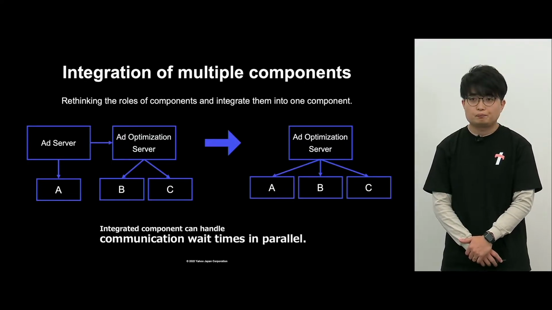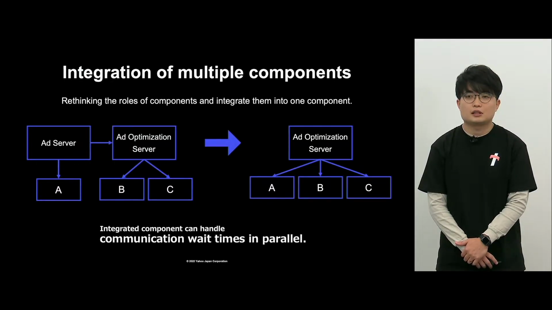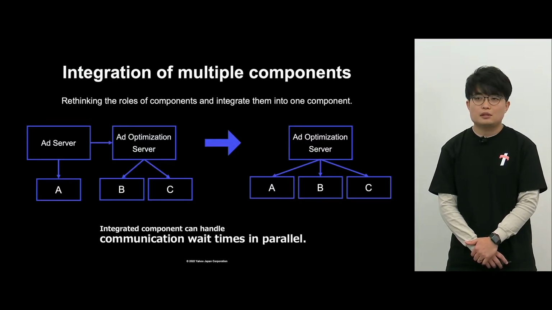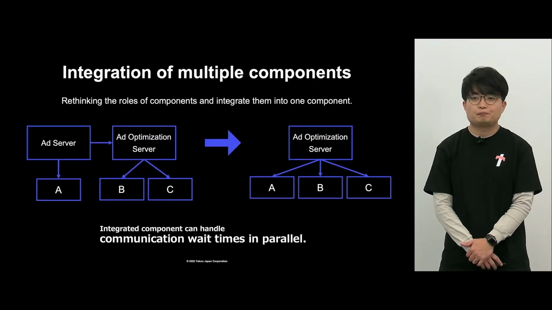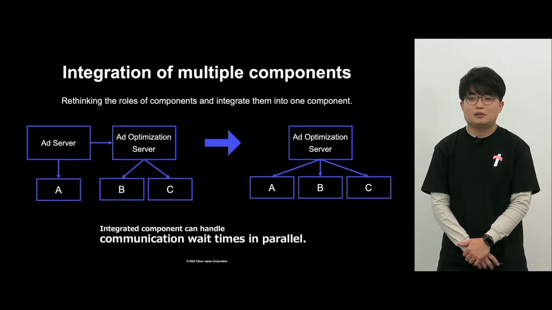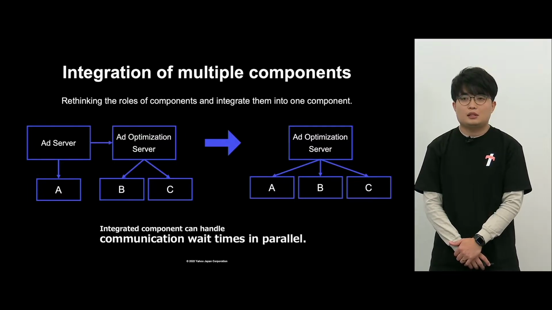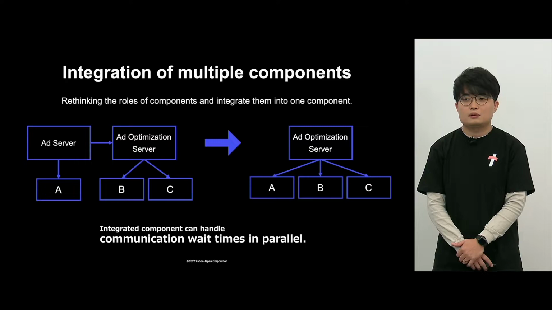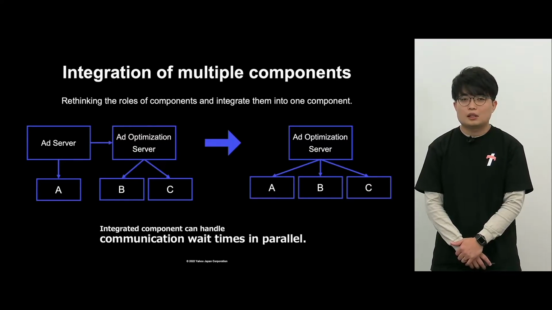As you can see on the diagram, in the old system there are 2 separate servers. The ad server communicated with server A, and the ad optimization server communicated with servers B and C. So server A and servers B and C were receiving information in series, not parallel.